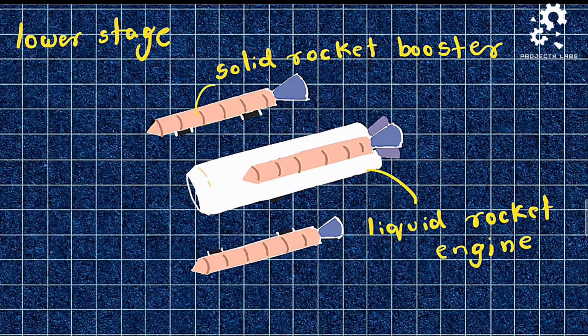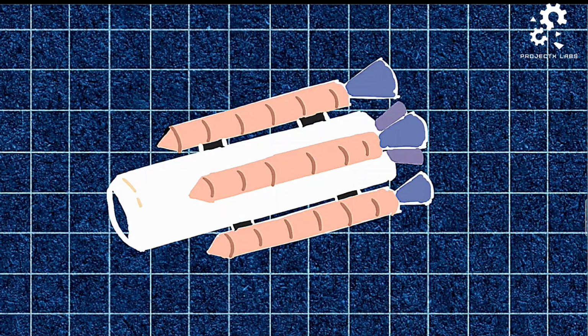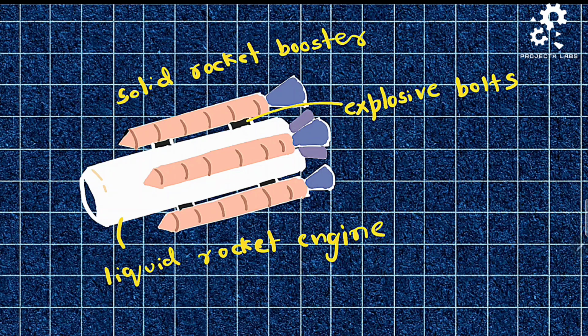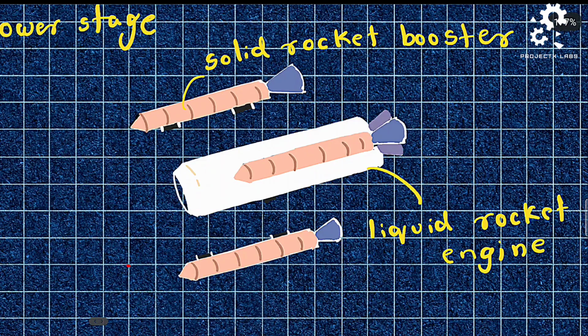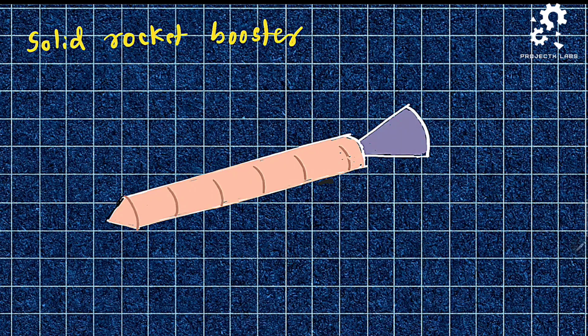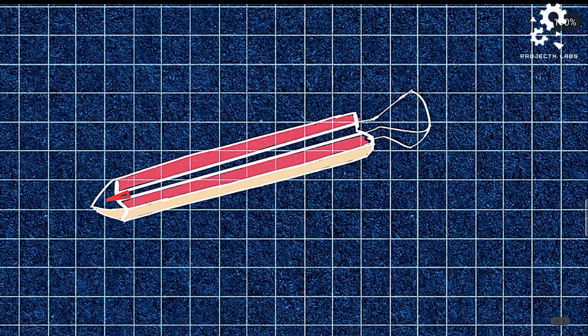The lower stage of the rocket also has solid rocket boosters, which are connected to the frame of the liquid rocket engine by means of explosive bolts. Once the SRBs run out of propellant, they can be detached. What do the solid rockets hold? It has a casing that covers the propellant grain and the igniter plug.